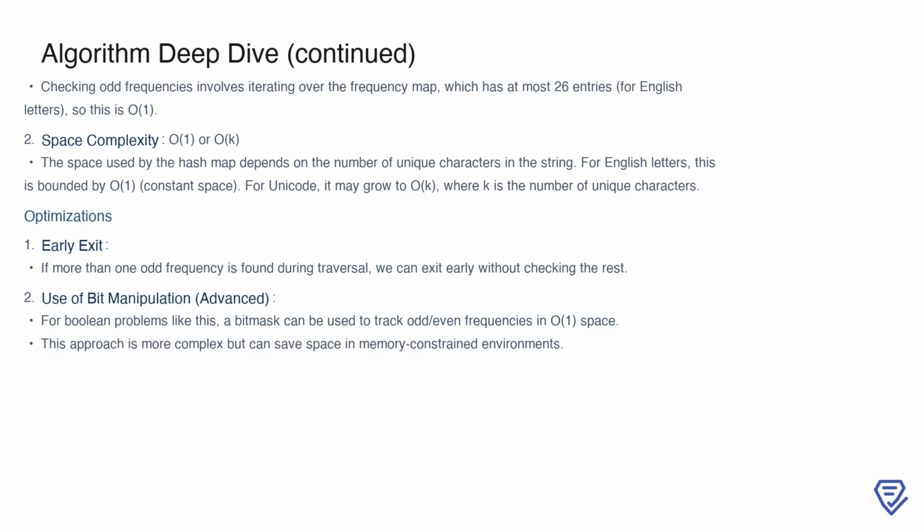characters. To further optimize, the early exit mechanism allows the algorithm to terminate as soon as more than one odd frequency is detected, saving unnecessary computations. Additionally, an advanced optimization involves using bit manipulation to track odd and even frequencies in O(1) space. While more complex, it can be beneficial in memory-constrained environments. This balance of simplicity, efficiency, and potential optimizations makes the algorithm highly effective for the problem.